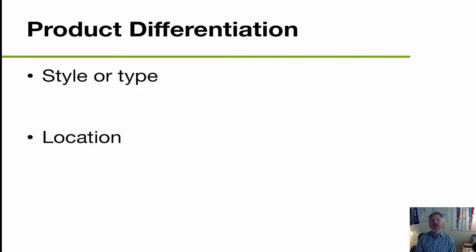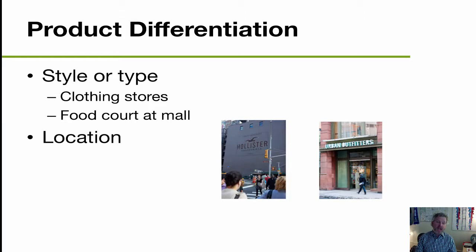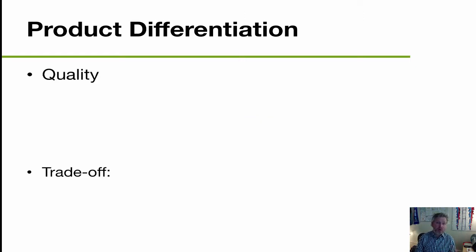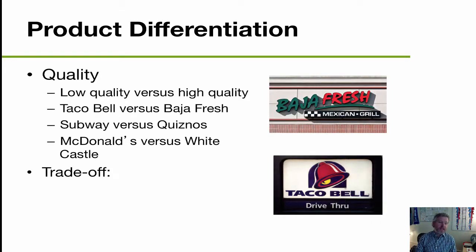All right, so what is product differentiation? Well, it could be the style or type of a good. Clothing stores try to differentiate themselves from one another. Different food operators at a food court at a mall try to convince you of different types of food so that they are differentiated from one another. Also, location is a big way that products can be differentiated. Gas stations, dry cleaners, barbershops, they all differentiate themselves by being more convenient to you, more local to where you are. Another way that product differentiation happens is with quality.